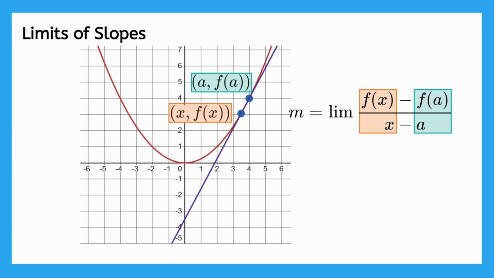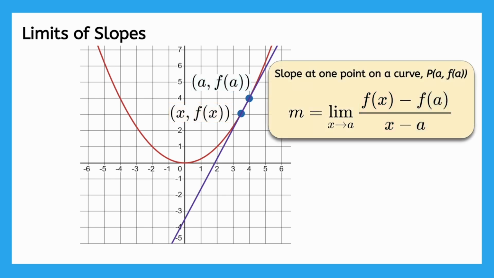Finally, in order to find this limit, what needs to approach what? We want x to approach the x value of the specific point a, just like how all of our points in the activity approached the point where x equals 4. The slope of a curve at some point P is the limit of the slope between the point and a point moving closer to it along the curve.